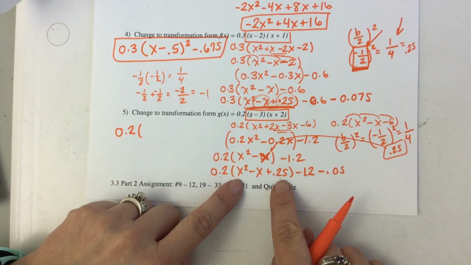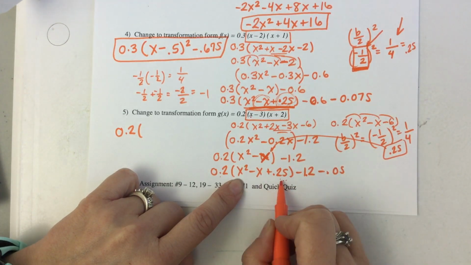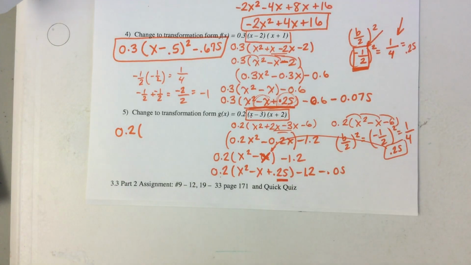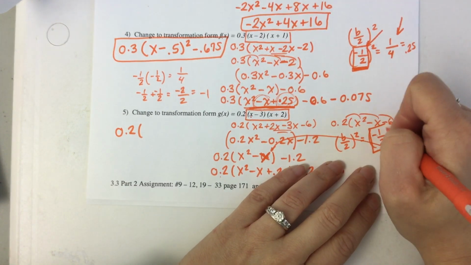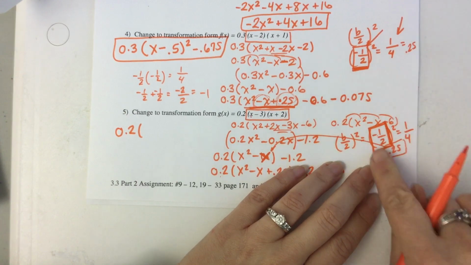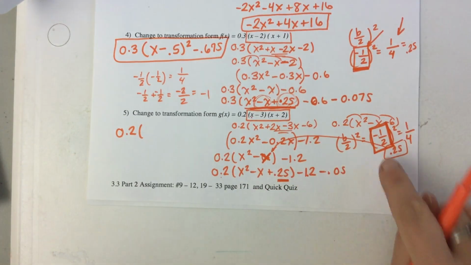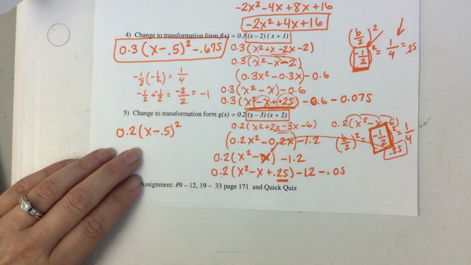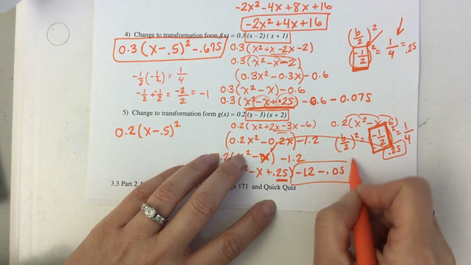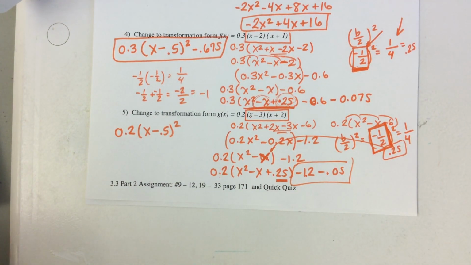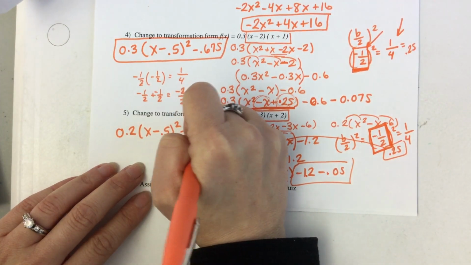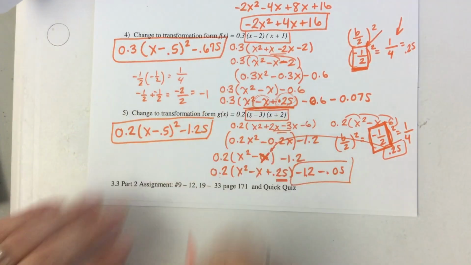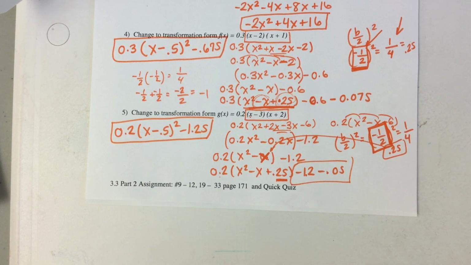I have to factor this. Okay, what if you had your magic number as a fraction or we wrote it in decimal form? When you factor it, it will always be whatever was inside of the parentheses before you squared it. So it's negative 1/2. So it's x minus 0.5. That's what's squared inside of the parentheses. Now, if I go ahead and combine the like terms, negative 1.2 minus 0.05 is negative 1.25. This is transformation form.